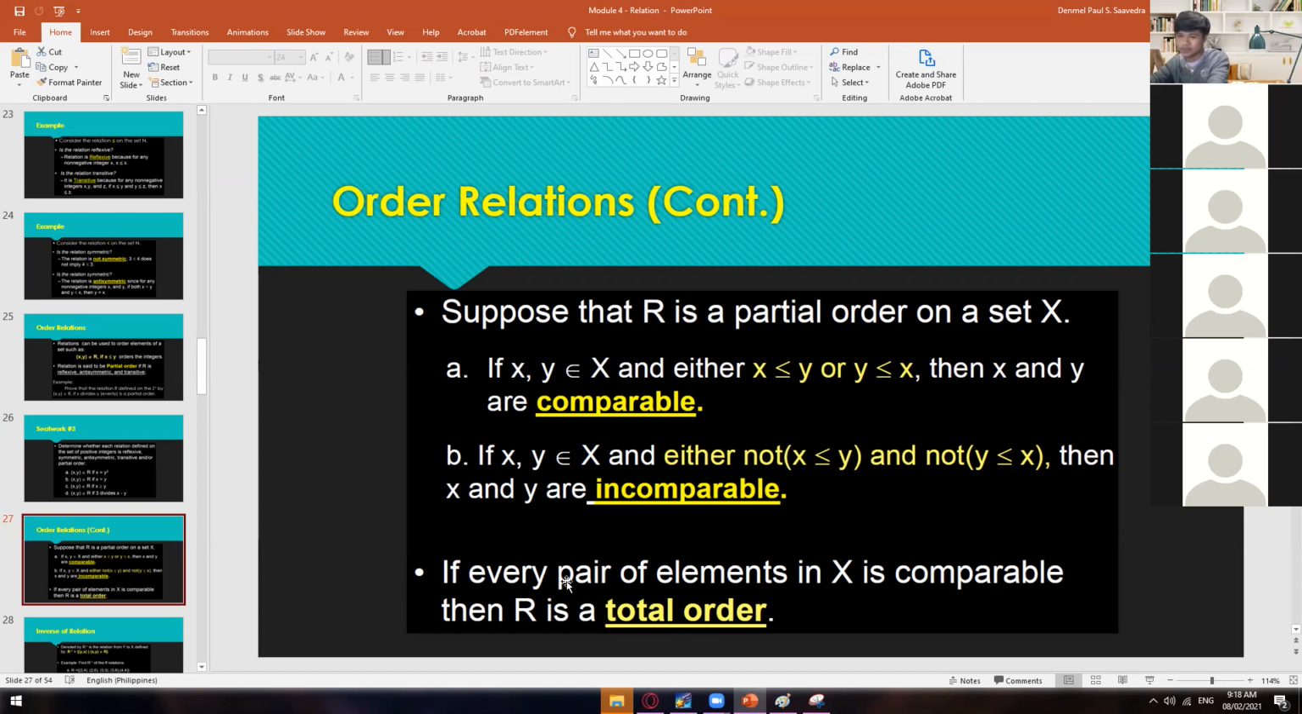This one is super easy to understand. Again, just take note of this condition: if xy, you should have yx. So this one is actually the same as symmetric. So if it's symmetric, then that one is a total order.